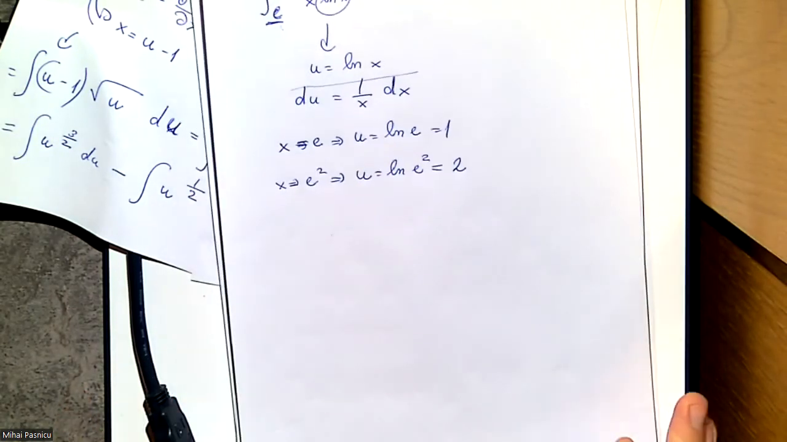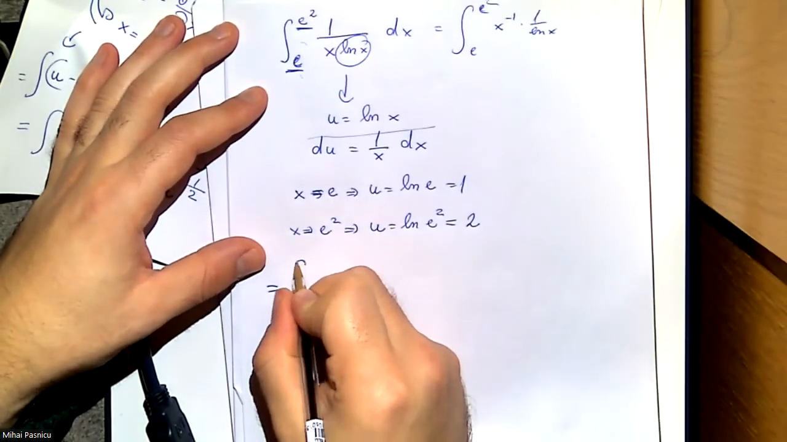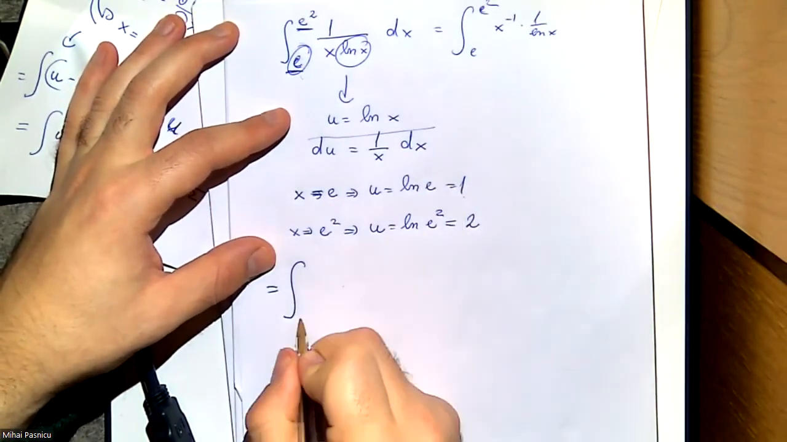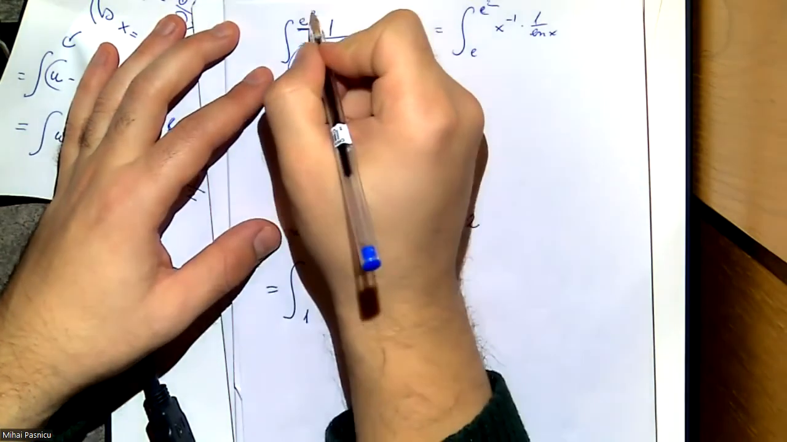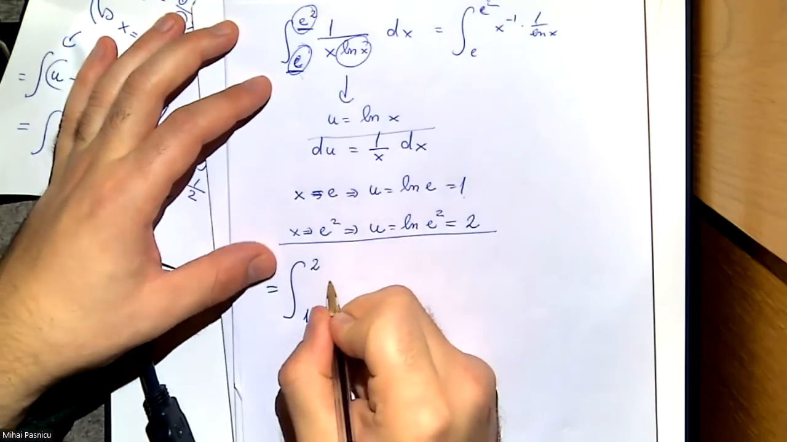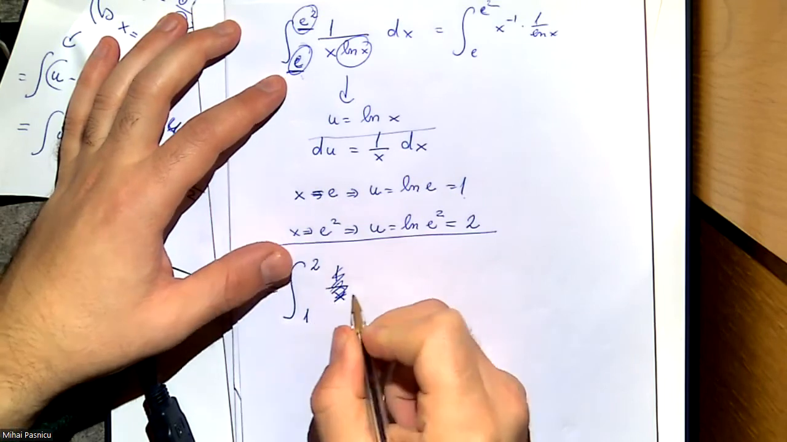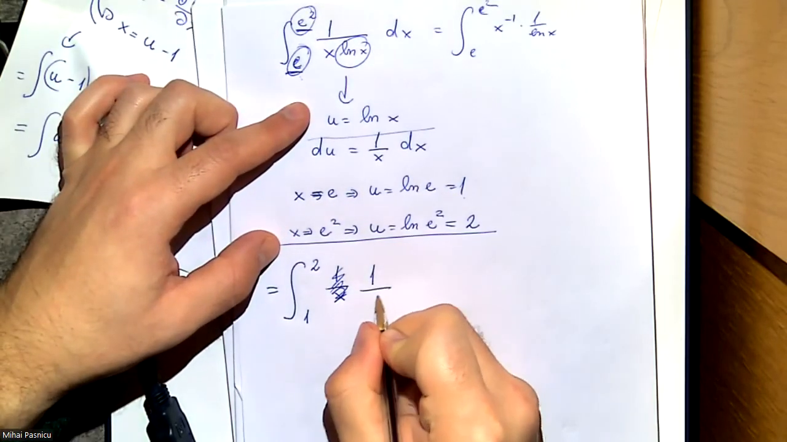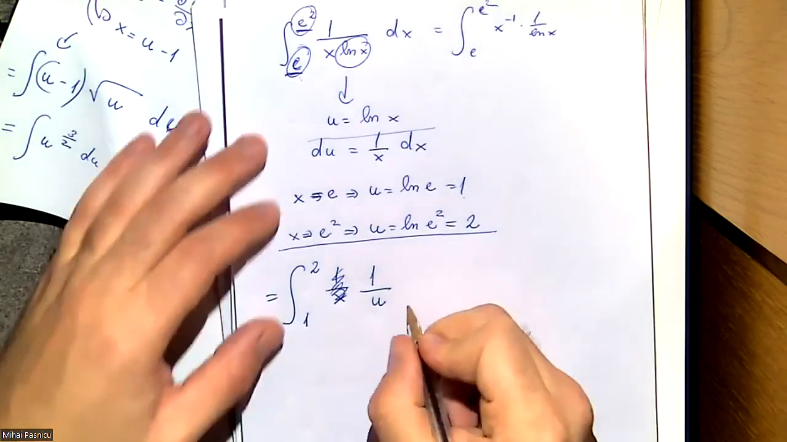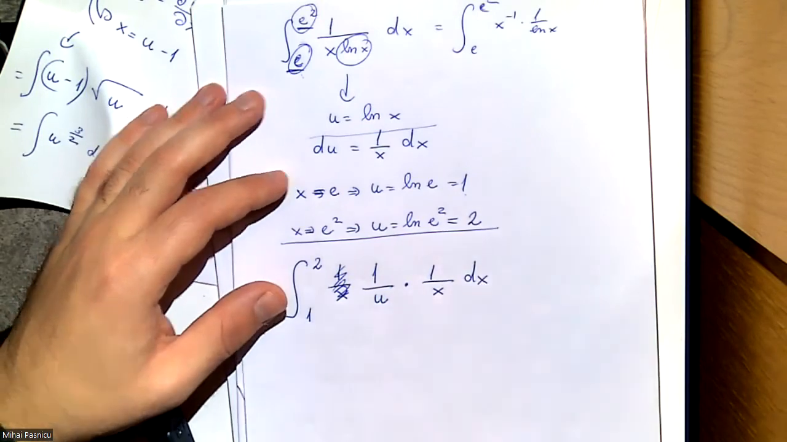Okay, now I'm ready to actually do some replacement. So this is equal to the integral. Instead of e, I'm gonna write 1. Instead of e squared, I'm gonna write 2. Okay, what do I have left? I have 1 over log of x, so that's 1 over u, times 1 over x dx.